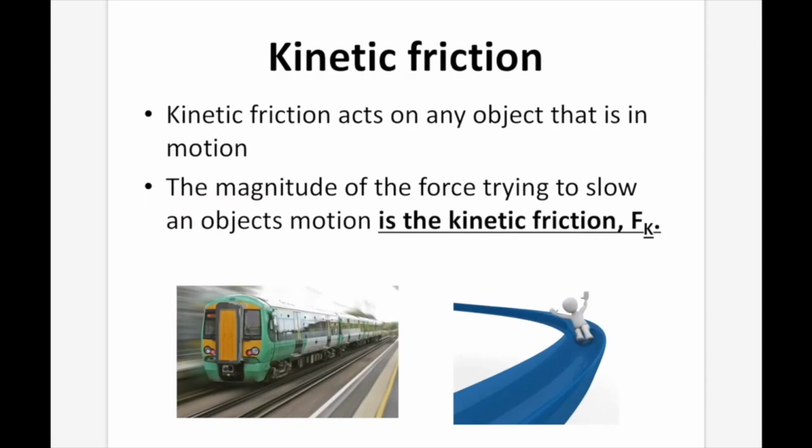Kinetic friction acts on an object that's in motion. The magnitude of the force trying to slow an object's motion is the kinetic friction force. So as you're going down the slide, that's kinetic friction. As a train is moving, that's kinetic friction. If there's motion, it's kinetic friction.